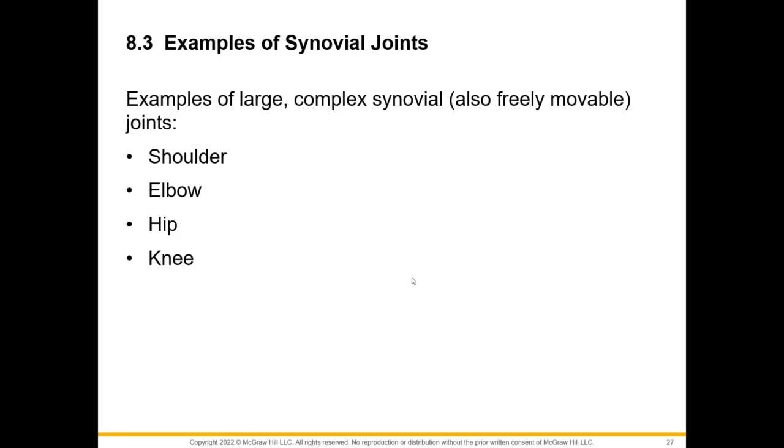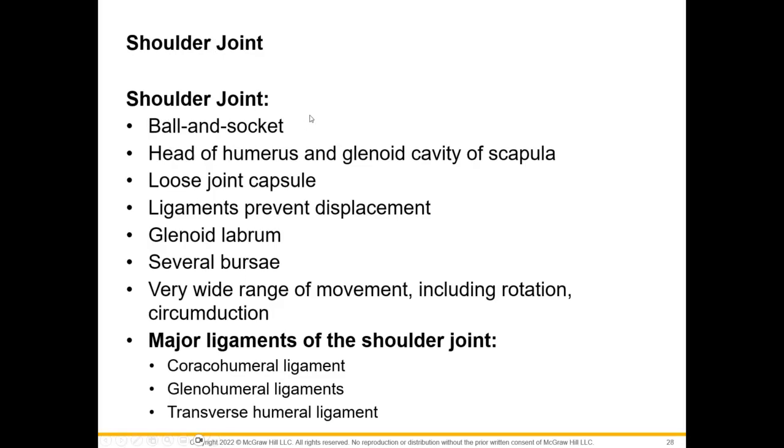Again, these are complex joints and are freely movable. And the ones we talk about most often are the shoulder, the elbow, the hip, and the knee. Okay, the shoulder joint. It is the ball and socket joint, and the head of the humerus fits into the glenoid cavity of the scapula.